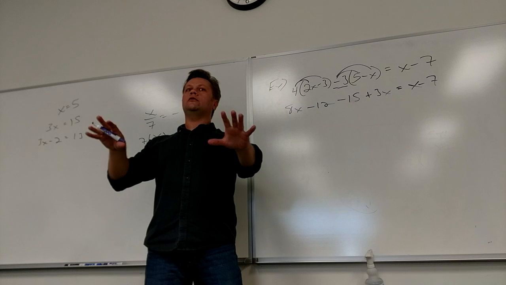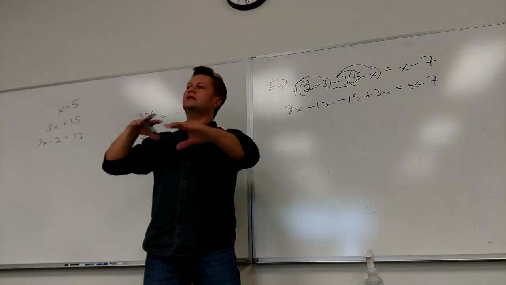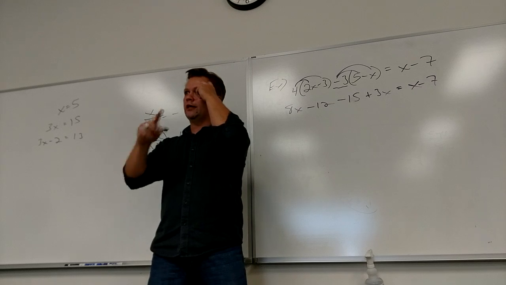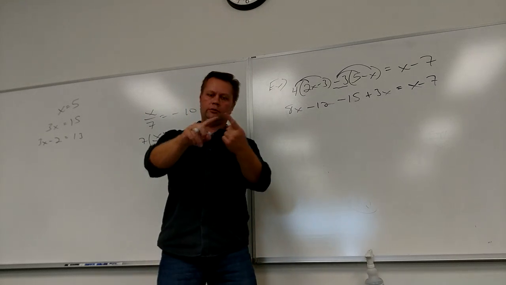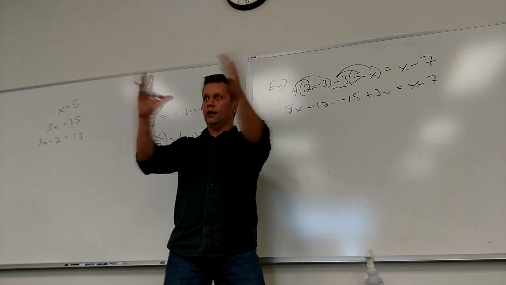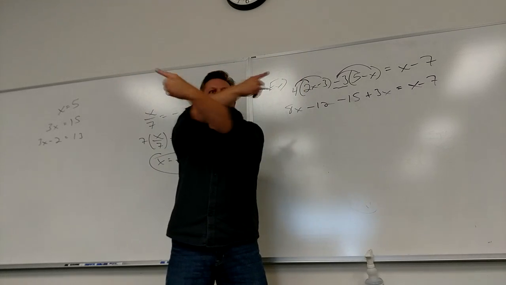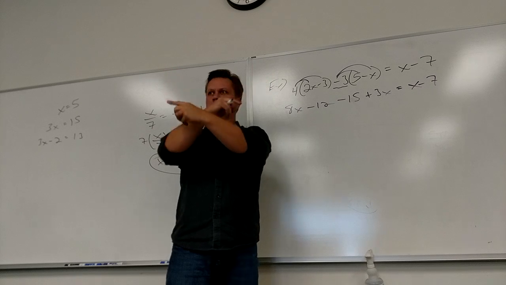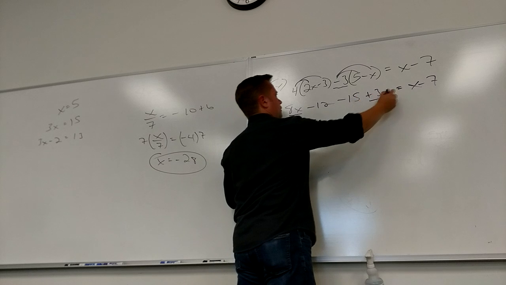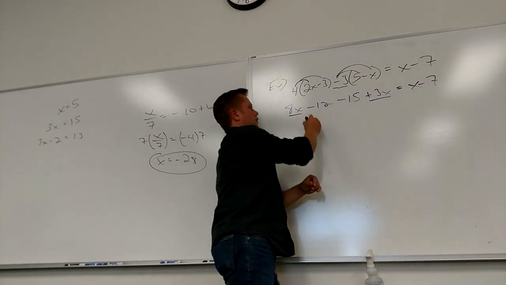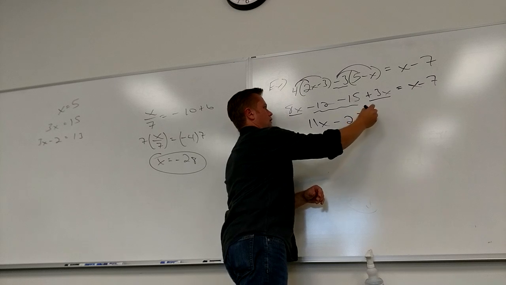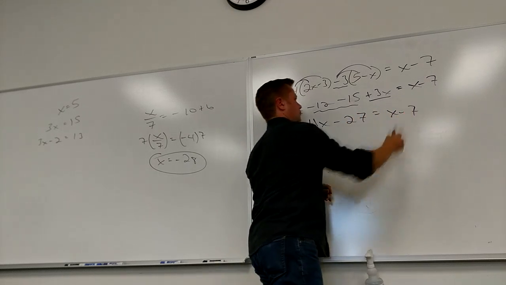Yeah, so now that you've distributed, now it's cleanup time. Get your like terms together before you start moving stuff from side to side. So distribute, clean up, meaning consolidate, right? Like terms. And then you move stuff from one side to the other. So what do you get here? You get 11x minus 27 on one side, and x minus 7 on the other.